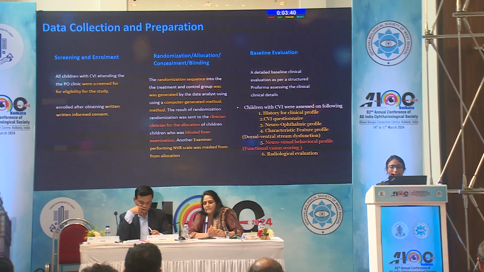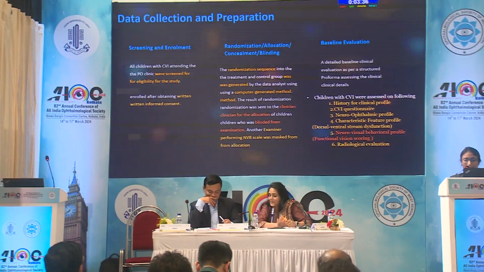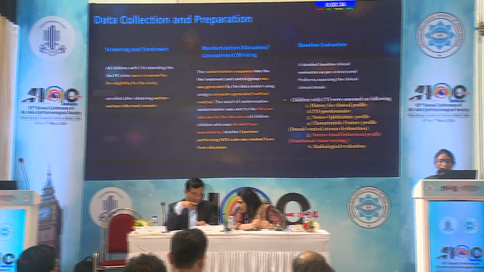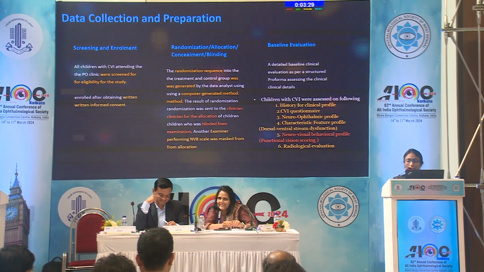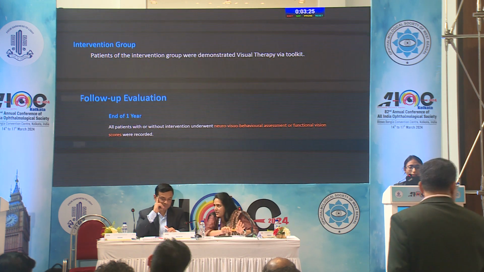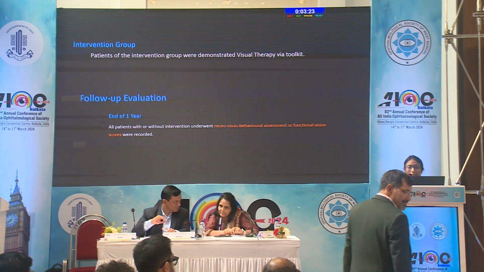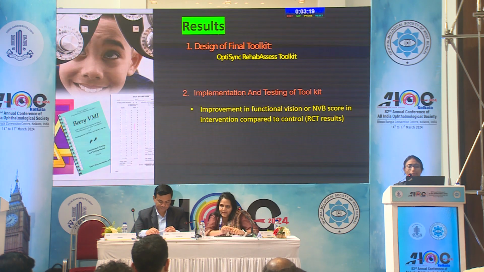After the screening and enrollment, the randomization sequence was generated by a computer-generated method. The clinician doing the allocation was blinded from the examination. The baseline evaluation included history, CVI questionnaire, neuro-ophthalmic profile, and neurovisual behavior profile. Follow-up was done at the end of 1 year, and the patient underwent neurovisual behavior assessment for the functional scores.